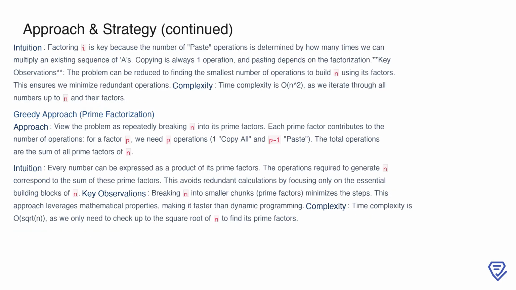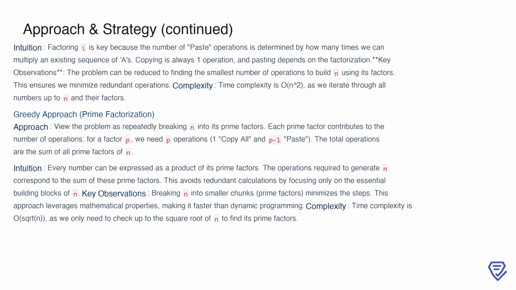Now, dynamic programming offers a more optimized solution by breaking the problem into smaller subproblems. We define dp[i] as the minimum number of operations needed to generate exactly i A's. To compute dp[i], we consider the factors of i. For example, if i equals 6, its factors are 1, 2, 3, and 6. The most efficient way to achieve i is to first generate one of its factors, j, and then paste enough times to reach i. This leads to the formula dp[i] = min(dp[j] + i/j), where j is a factor of i.